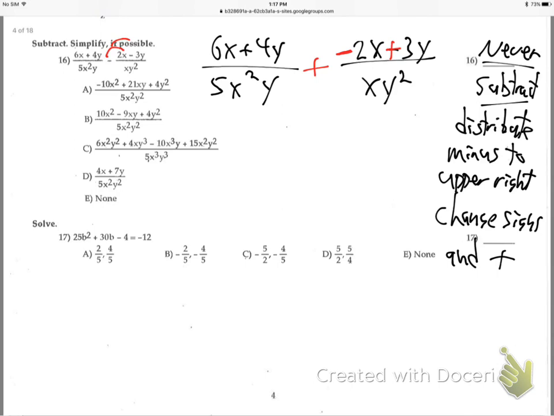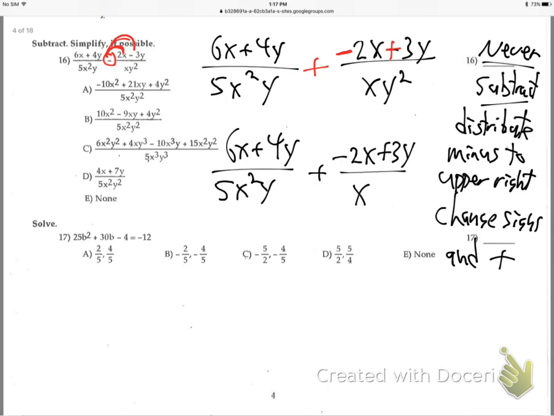Everybody see what happened there? So always let the minus sign travel to the upper right, changing all the signs, and there's no more minus in the middle because he's left the middle to go to the upper right, so there's nothing in the middle, which means plus, right? So that's what we are. We never subtract. All right, the rest is normal. So now we have 6x plus 4y over 5x squared y, plus minus 2x plus 3y over xy squared.